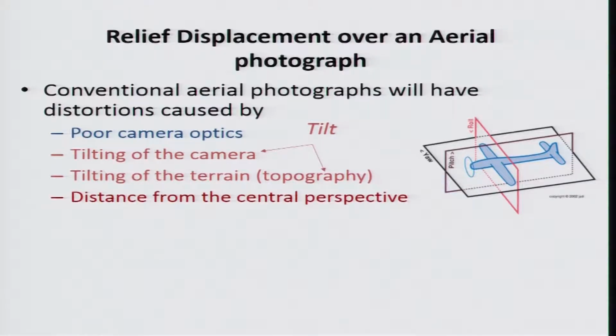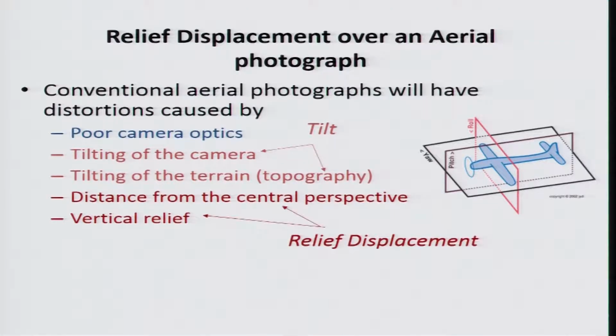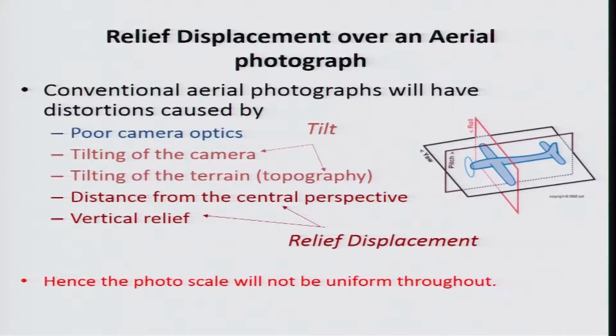Then we have distance from the central perspective. Okay. So, we talked about the central perspective. If we are having a very vertical view, we will have exactly the same point, the principal point P and the nadir point. Okay. So, distance from the central perspective, and vertical relief will also play a role. Okay. So, the last two will result in the relief displacement, and this is what we are going to talk about today. Hence, the photograph scale will not be uniform throughout.